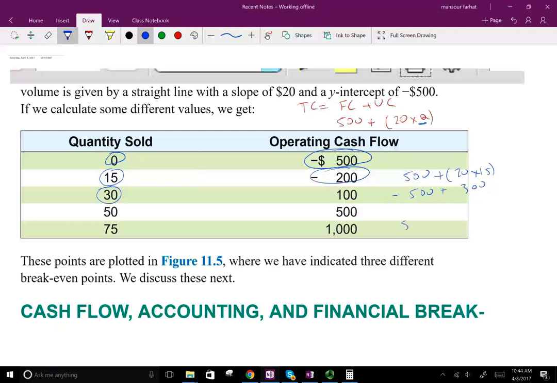We'll do the same thing for 30. Negative 500, the fixed cost, plus the contribution, 20 times 30, which is 600. So 600 minus 500 equals plus 100. These points are plotted in figure 11-5, where we have indicated 3 different break-even points.